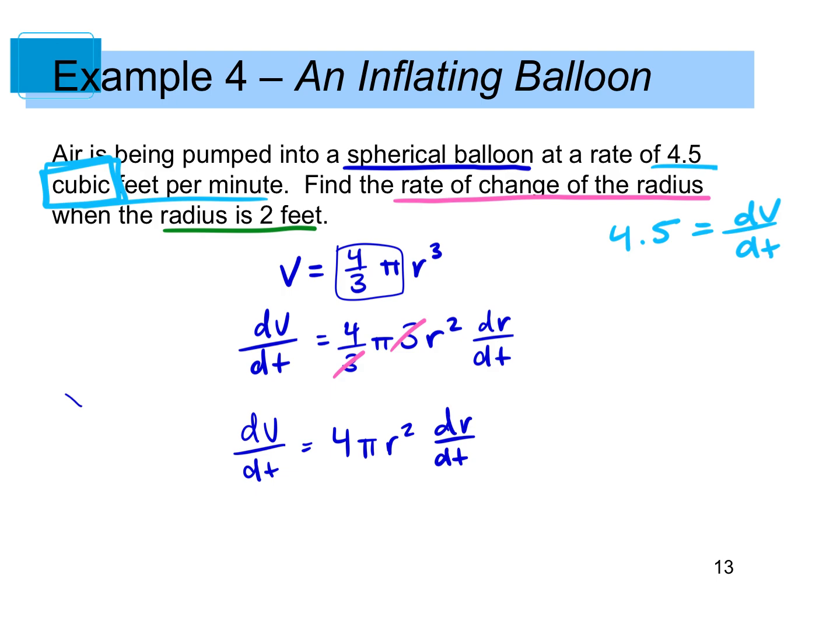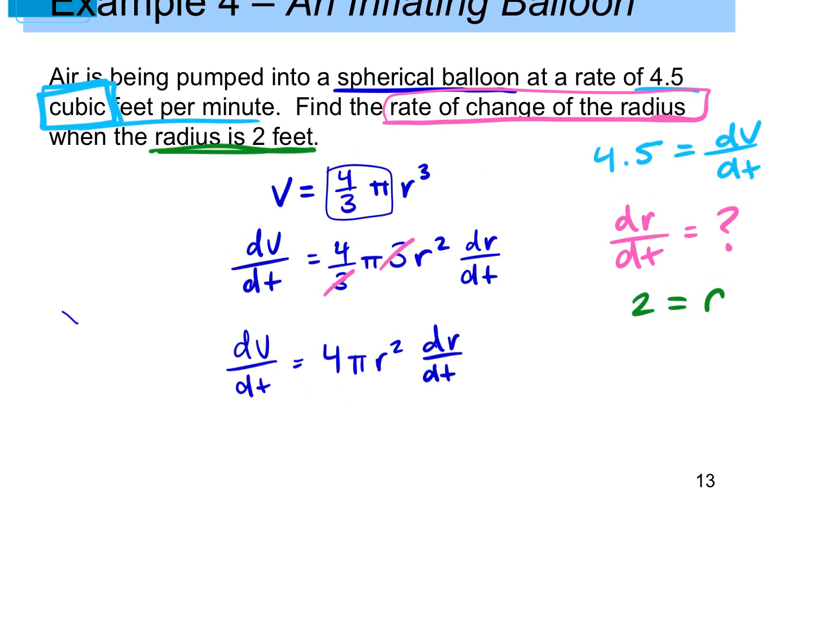And then we're asked to find the rate of change of the radius. So rate of change of the radius is how the radius is changing. So that's dr over dt. That's what we need to figure out. That's what the question's asking us for. And then it says the radius is 2 feet. So what's 2? R. Perfect.